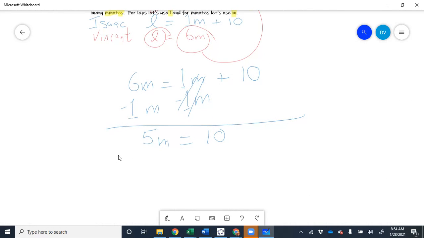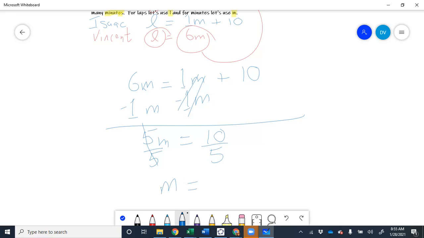In order to find m, we have to do the inverse of what they've done. They multiplied by 5, so we want to divide both sides of this equation by 5. I'm going to say it. We simplify these now. Even though we cross it off, it's really 5 divided by 5, which is 1m. We just don't need to write the 1. m is equal to 10 divided by 5, which is 2.